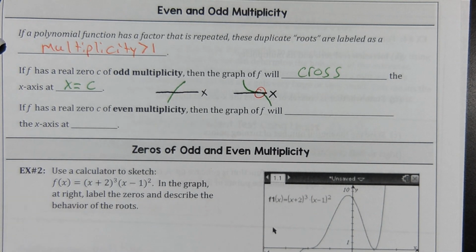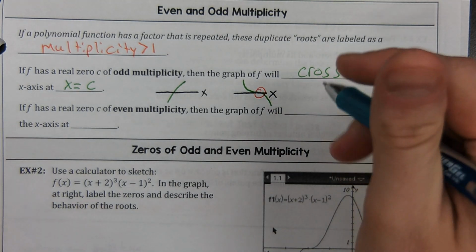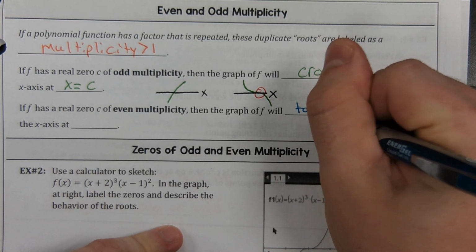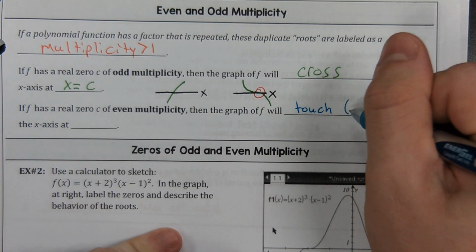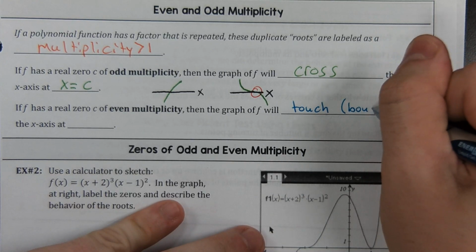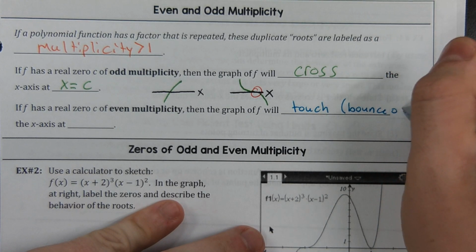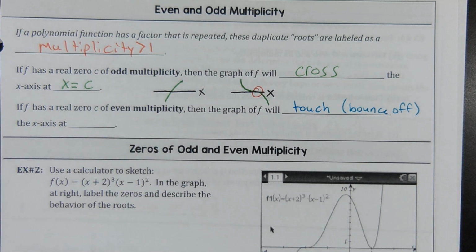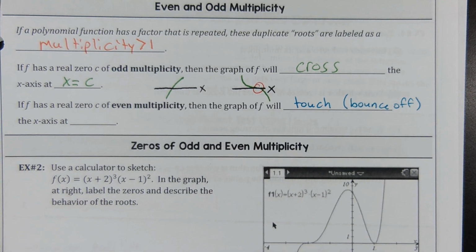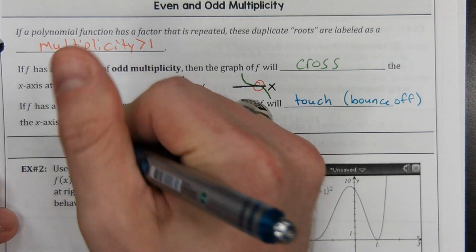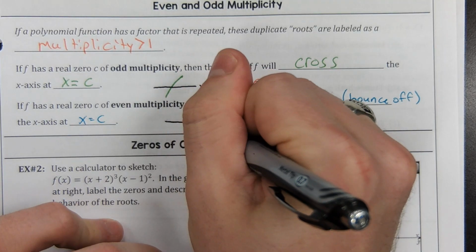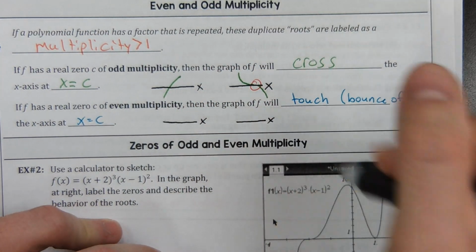Now, if our function f has a real zero c with an even multiplicity, so our factor has a degree 2, 4, 6, 8 on it, then the graph of f will, and the official verbiage is, touch the x-axis. Hopefully you all know that this means bounce off. Because in Algebra 2 we say bounce, but AP might say touch instead of bounce. And that's happening at x equals c.